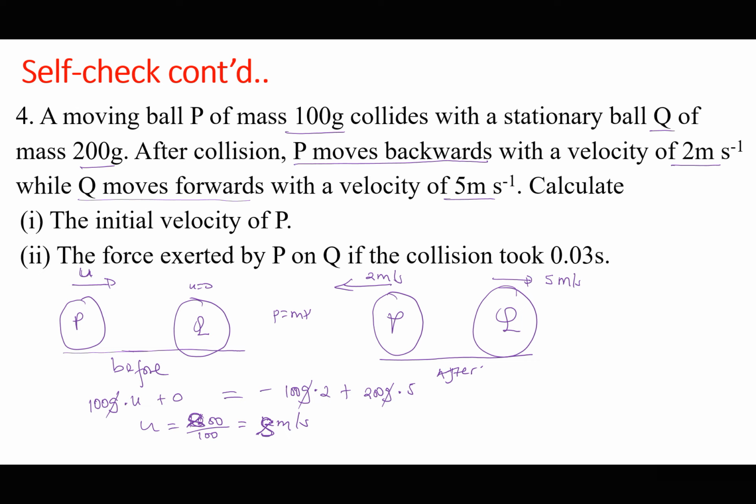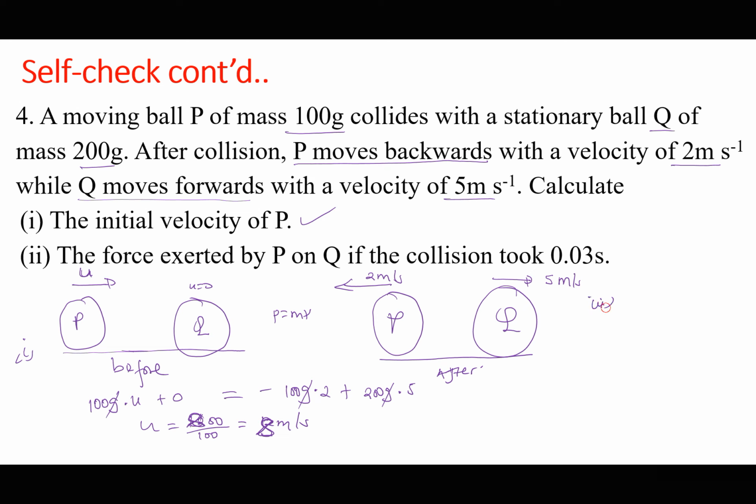So that is 8 meters per second. So that is going to be the initial velocity for P. It is about 80 meters per second. I hope that is correct. You can check my calculation. Then part 2, so this is part 1.